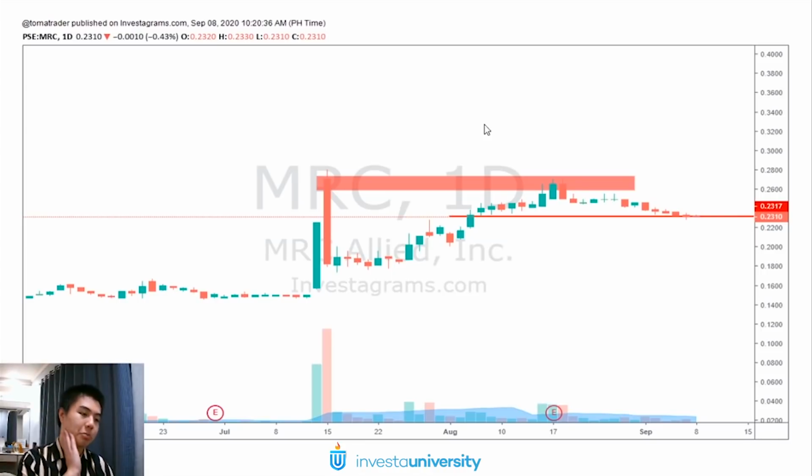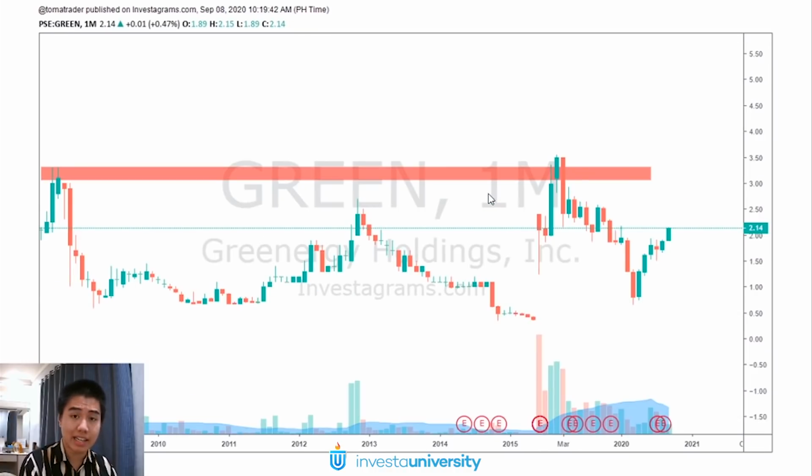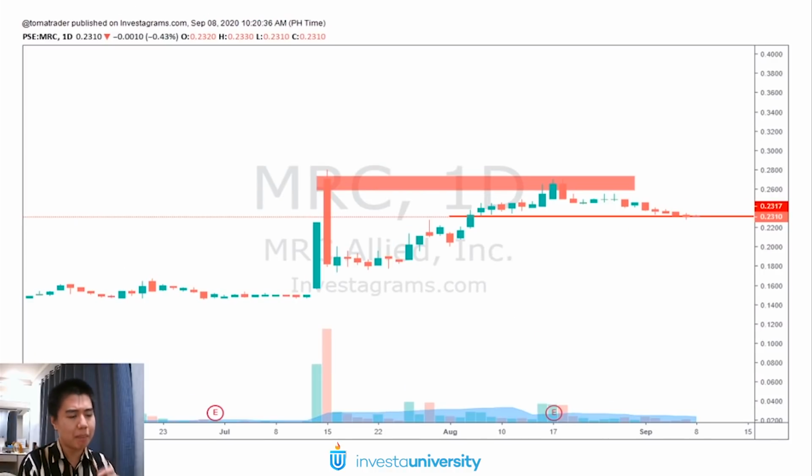But I have much better examples. So, eto, let's say for example MRC. Right? At this time, you can see nag-double top siya dito, right? So, can we say na nag-double top ibig sabihin deads na kaagad? The answer sa case ni Green, yes. But it doesn't happen all the time na pagka-double top deads kaagad. Pwede kasi mangyari, I wouldn't consider it deads until it breaks below the neckline.